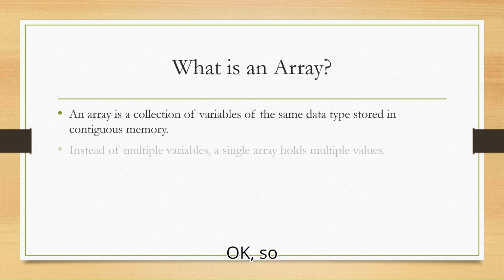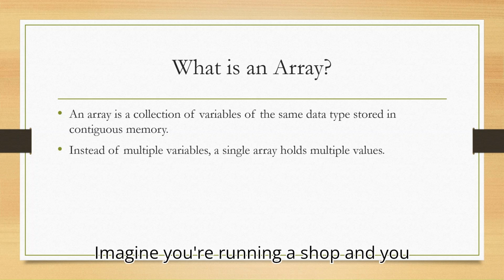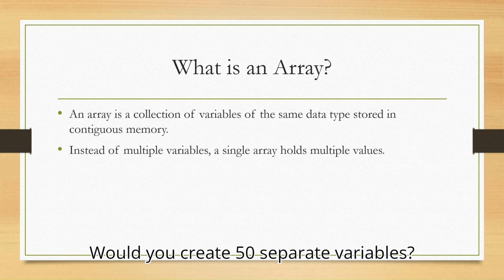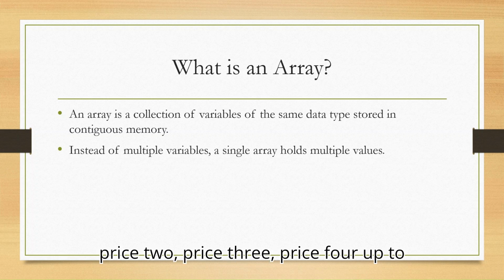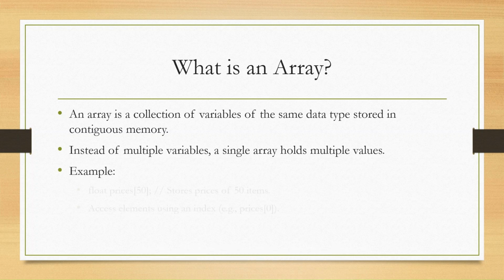Think of it like this. Imagine you're running a shop and you want to store the prices of 50 items. Would you create 50 separate variables? Like, let's say, float price1, price2, price3, price4, up to price50. It's not only tedious but also difficult to manage.